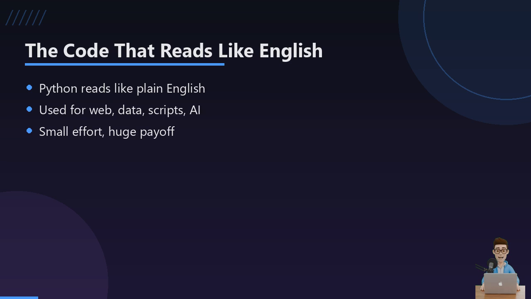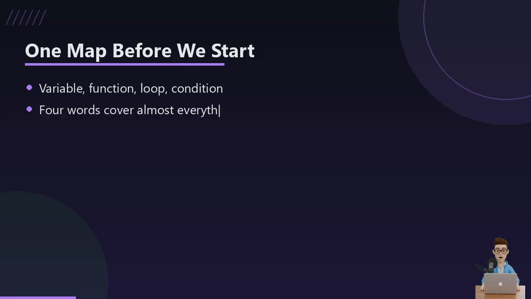Let's get into it. Before we touch code, here is your map for today. Just 4 words: variable, function, loop, and condition. Do not worry about definitions yet. We will unpack each one with a real-world picture when we get there. Just know these 4 words are basically the whole toolkit.